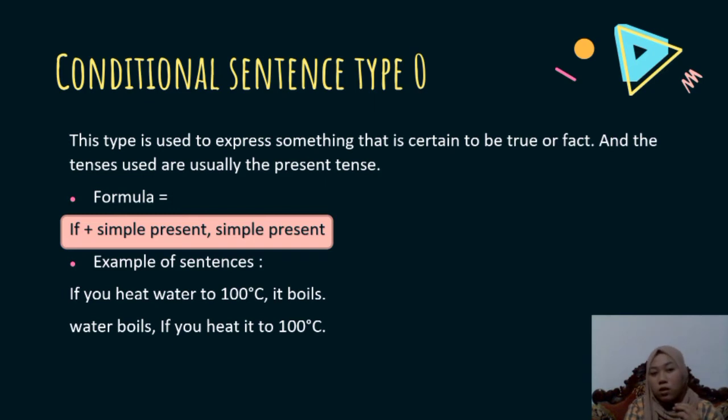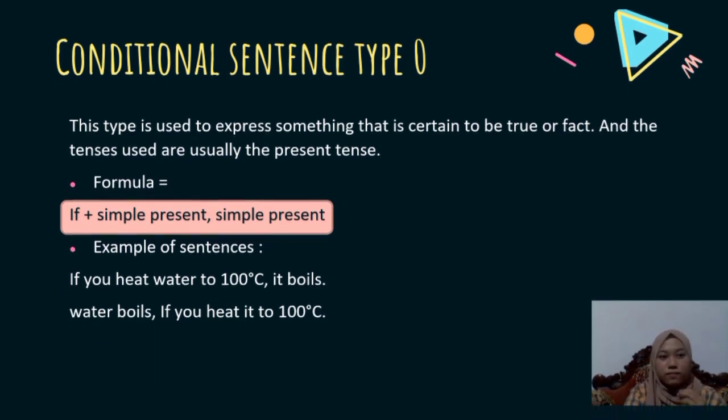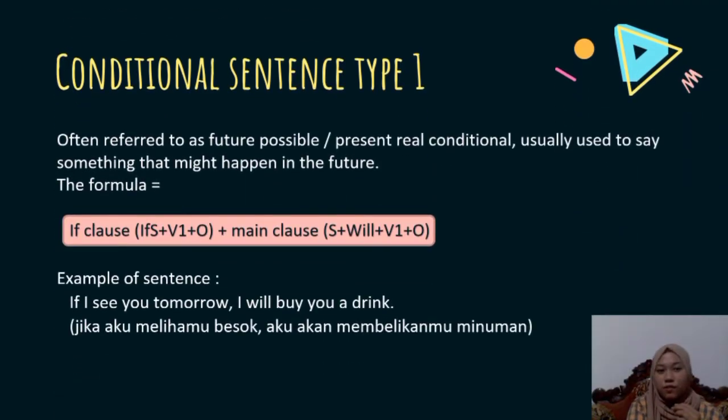This type 0 conditional sentence is still simple and easy to understand. Like the example of the sentence in here. If you heat water to 100 degrees Celsius, it boils. Or it could be like this. Water boils if you heat it to 100 degrees Celsius. So the first type is easy, right?